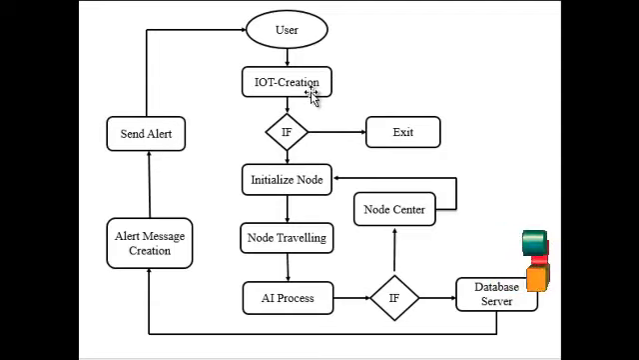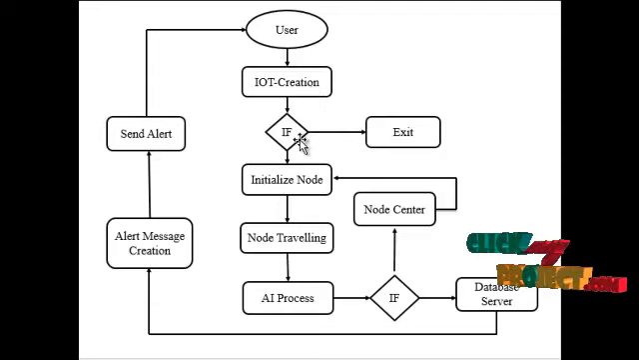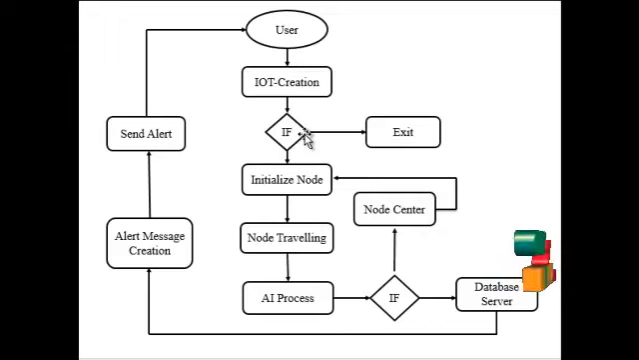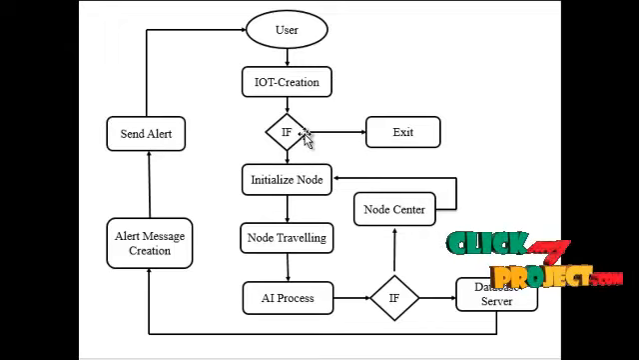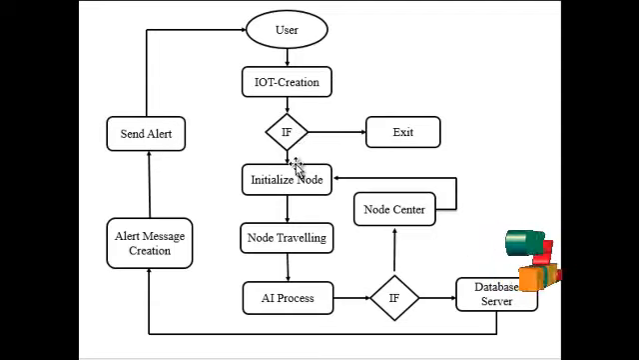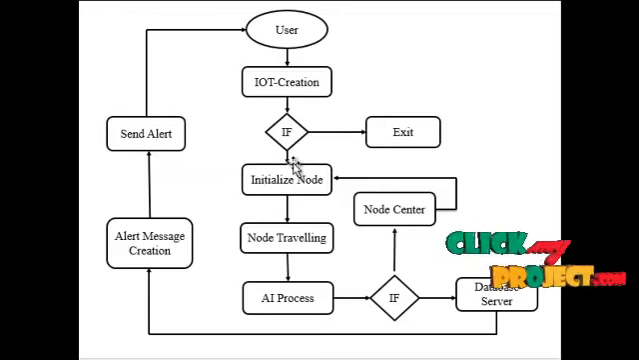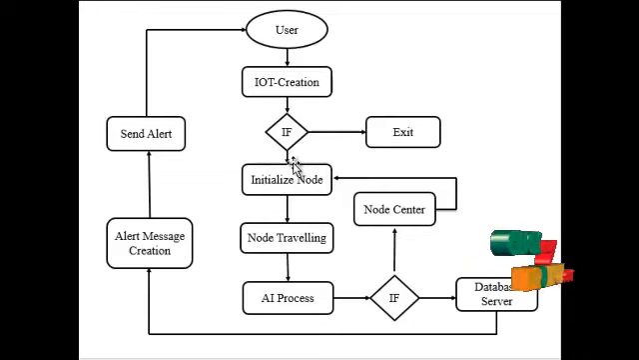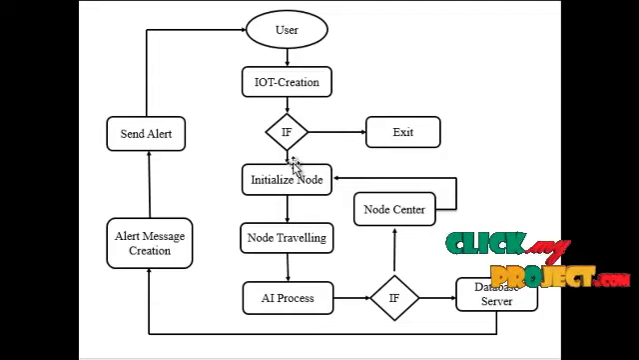After the IoT creation process is completed, it is checked whether the IoT presence is right or not. If some of the values are missing, an error message is displayed to the user. Else it goes to the node initialization process. After the IoT settings creation process is completed, the IoT camera is started for monitoring in the smart home.